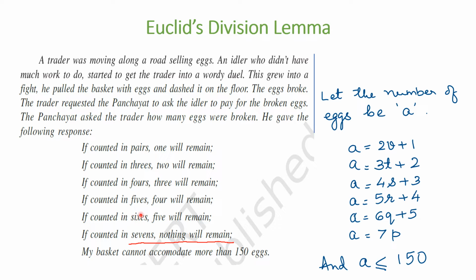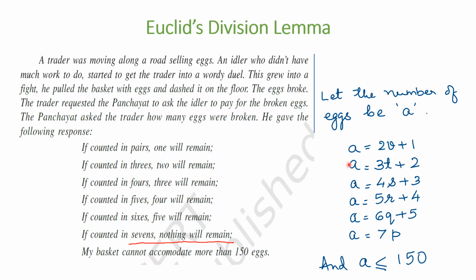But when it is counted in sixes, the same A, because 5 will remain, is equal to 6q plus 5. You have to use a different variable over here, because they are all varying. You don't know, each one is going to be a different one. So when they are counted in fives, A is equal to 5r plus 4, because 4 are remaining extra.